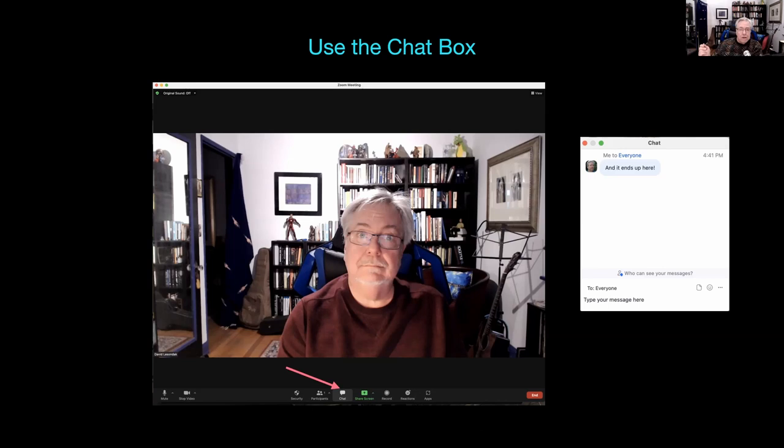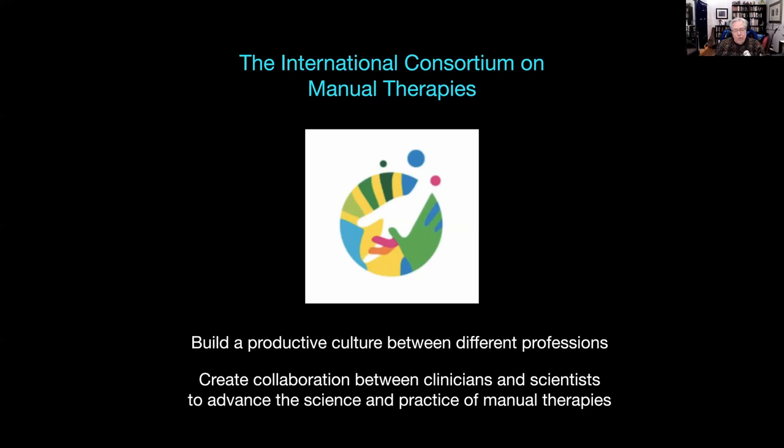So we also want to collaborate between clinicians and basic scientists so we can advance the science and the understanding of what we are doing with our hands, how the work we do with our hands can continue to change and enhance people's lives.